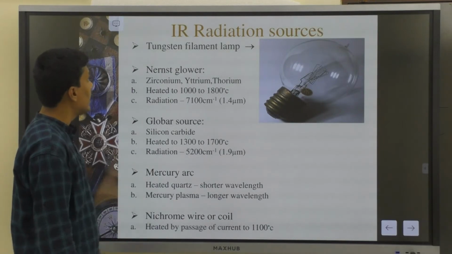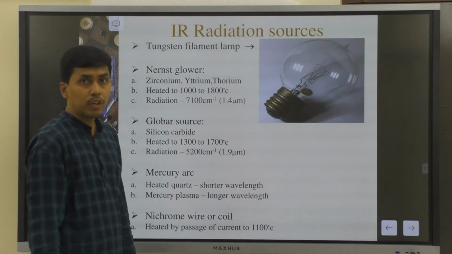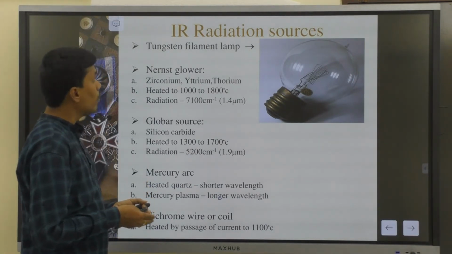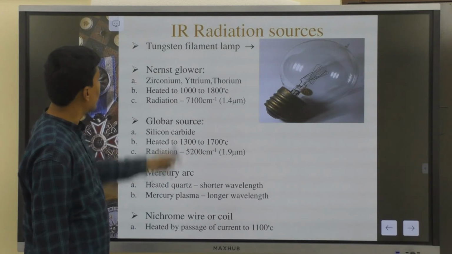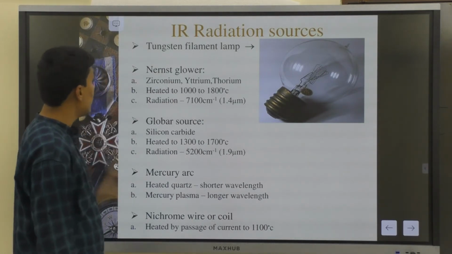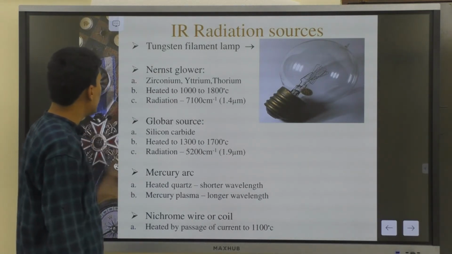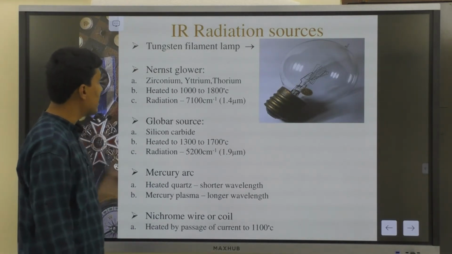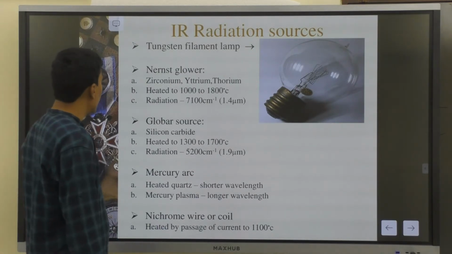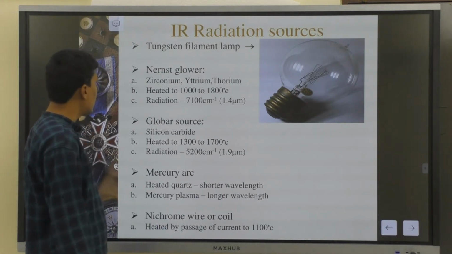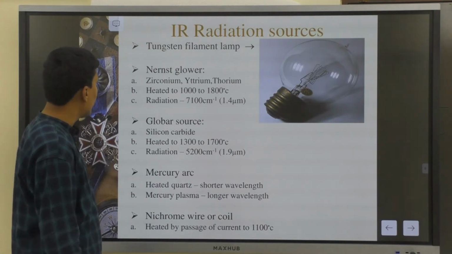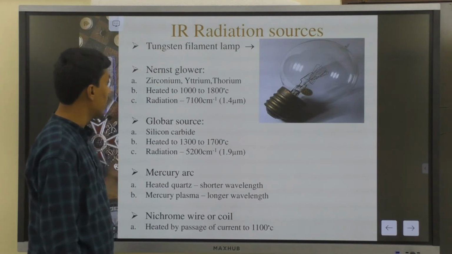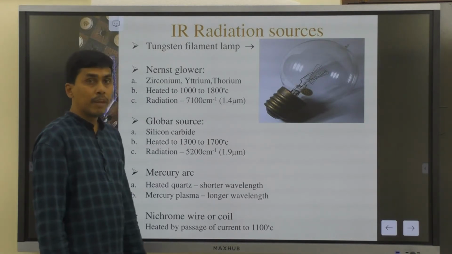So these are the IR radiation sources. For IR spectroscopy, we need some IR radiation. What are the sources we have? First one is the tungsten filament lamp, second one is the Nernst glower. The Nernst glower is a mixture of zirconium, yttrium, and thorium oxides. We can heat it up to 1000 to 1800 degrees centigrade and the radiation will reach around 7100 centimeter inverse, up to 1.4 micrometers.